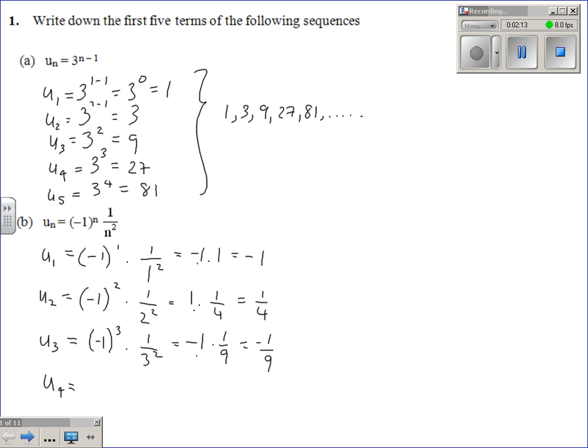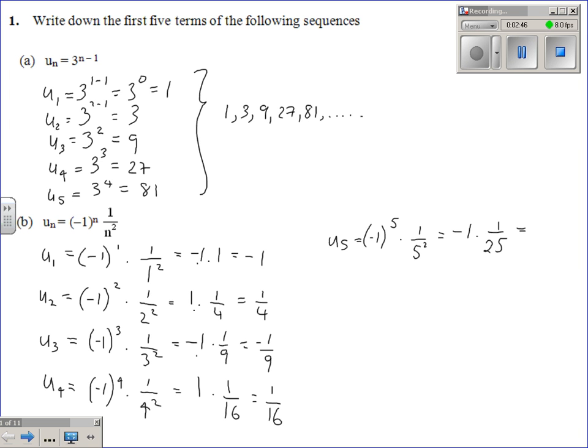So the fourth one, we'll put in n equals 4, so we've got negative 1 to the power 4 times by 1 over 4 squared. Negative 1 to an even power is 1, and 4 squared is 16, so we've got times by 1/16. So we've got a 16th. And then the fifth term, which I can't quite fit on, I'm going to write over here. So we've got the fifth term, substituting in n is 5. We've got negative 1 to the power 5 times by 1 over 5 squared. So negative 1 to an odd power is negative 1, times by, there we've got 5 squared is 25. So we've got negative 1 over 25.